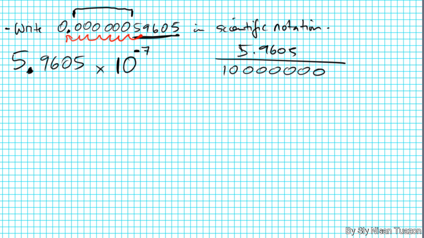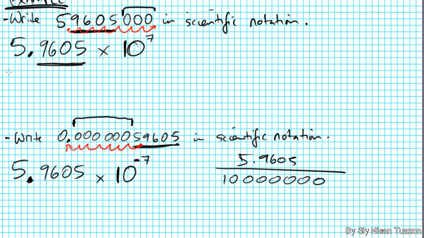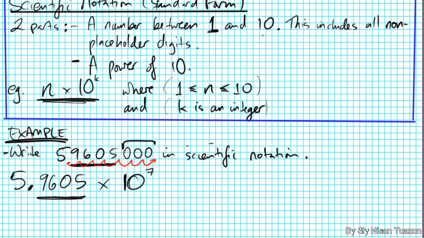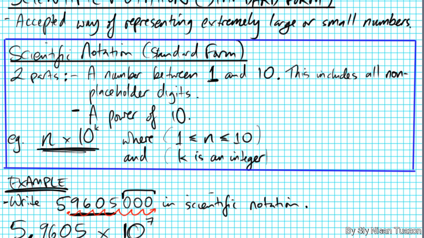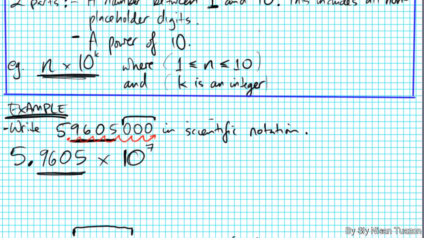Hopefully that video helps you out with your scientific notation and how you do the direction jumping. If you go to the left, that means it's a negative power of 10. If you jump to the right, then it's a positive power of 10. Just make sure that you're using it in the right form, and the example should help you with converting back and forth as well.